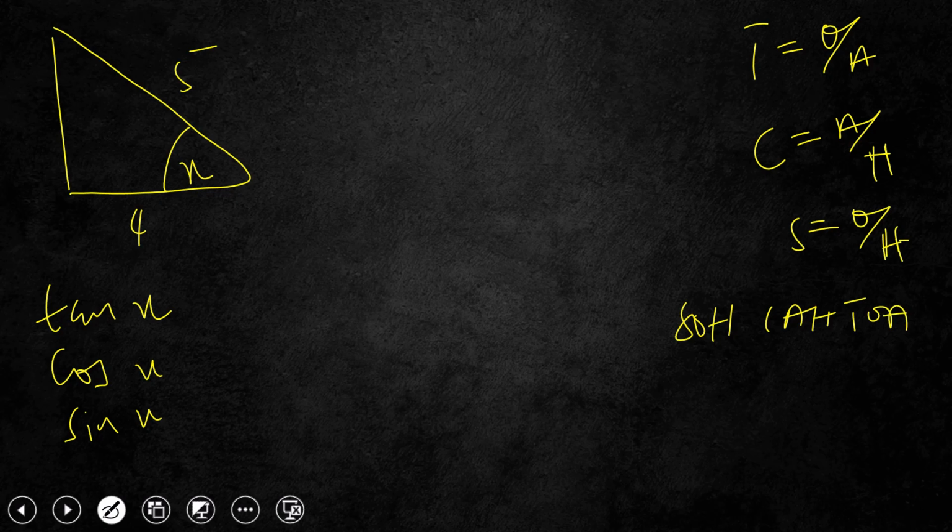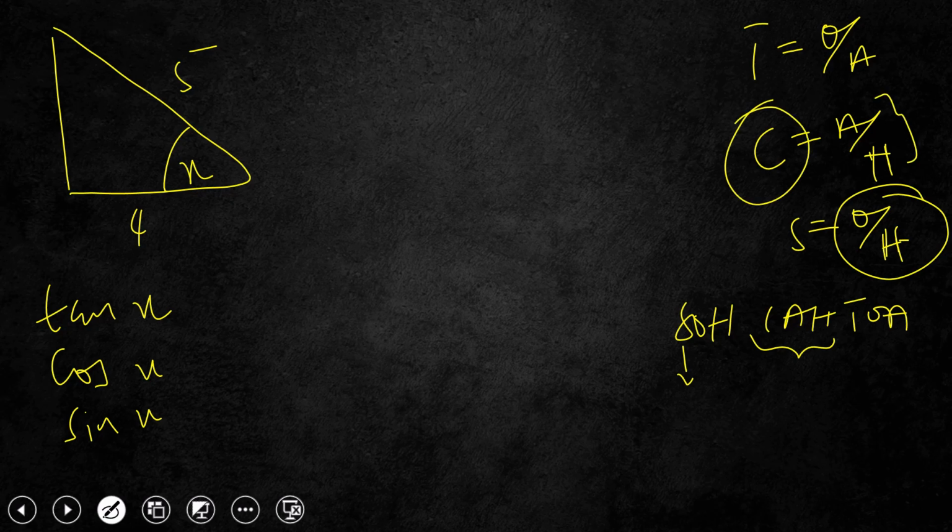So the SOHCAHTOA starts with the sine. The sine is equal to the opposite over the hypotenuse. That is the SOH. Then the CAH is the cos. The cos is equal to the adjacent over the hypotenuse. Then the tan, that is the TOA: opposite over adjacent. So you can use this to recall these things.